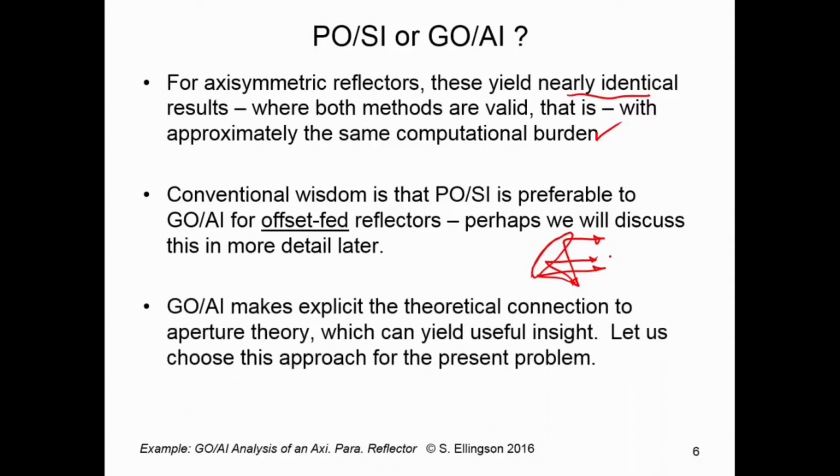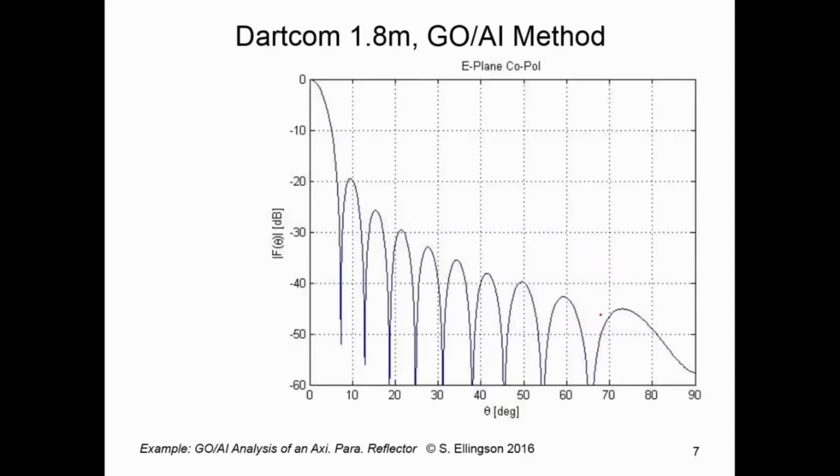But here we don't have an offset-fed reflector, so in principle either method is okay. The reason we lean towards GO aperture integration is because it makes explicit the theoretical connection to aperture theory. And that can yield useful insight, and I'll show you some examples of that in this very lecture. So let's choose this approach for the present problem. Skipping to the end, here is the result.